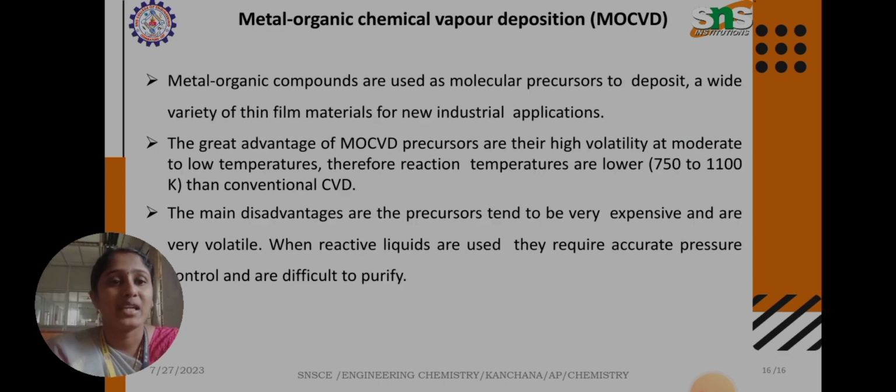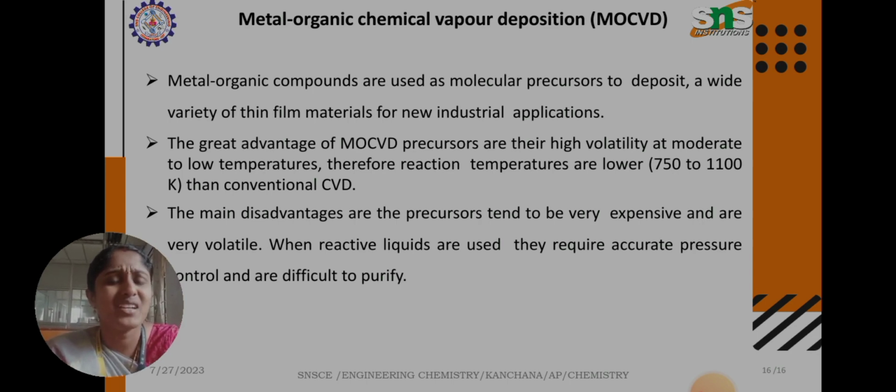Metal organic chemical vapor deposition. Metal organic compounds are used as molecular precursors to deposit a wide variety of thin film materials for new industrial applications. The great advantage of metal organic chemical vapor deposition precursors are their high volatility at moderate to low temperatures. Therefore, reaction temperatures are lower, 750 to 1100 Kelvin, than conventional chemical vapor deposition.